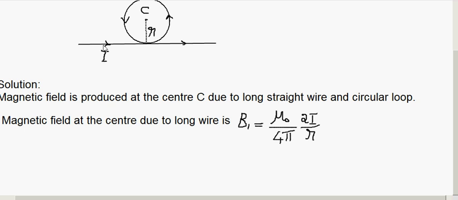Now you apply the right hand grip rule to find out the direction. If you do that at the center, you will get the direction which is coming out of the plane of the paper, or I can say it is directed outwards, or it is represented by a dot. Direction is important because finally we need to add them or subtract them depending upon the direction. Directed outwards.